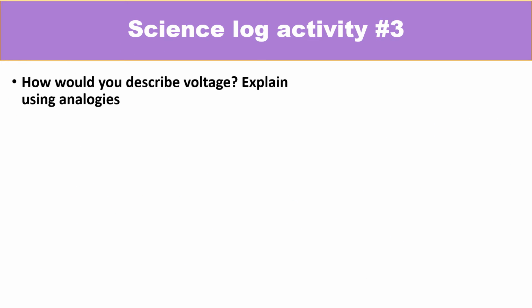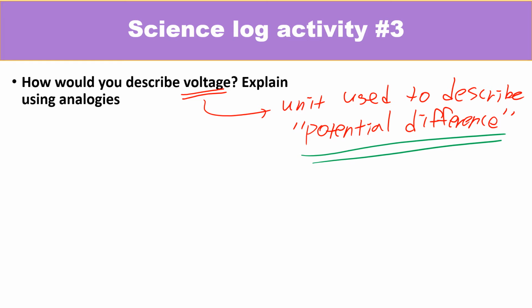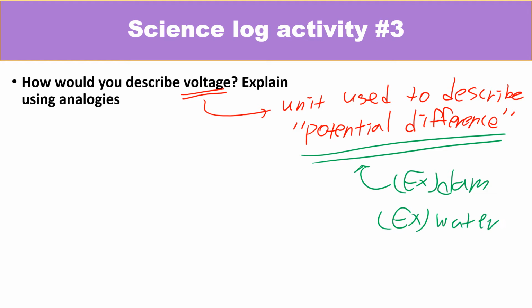The third one asks you to answer the question, how would you describe voltage? And we need to explain with some analogy. First of all, let's define voltage. Voltage is the unit used to describe potential difference. Now we need to use an analogy to explain what this potential difference is. You can use an example of a dam. You can use the example of water pressure in a hose or a dam, something like that. The list can go on. I'm going to use both of them at one point.